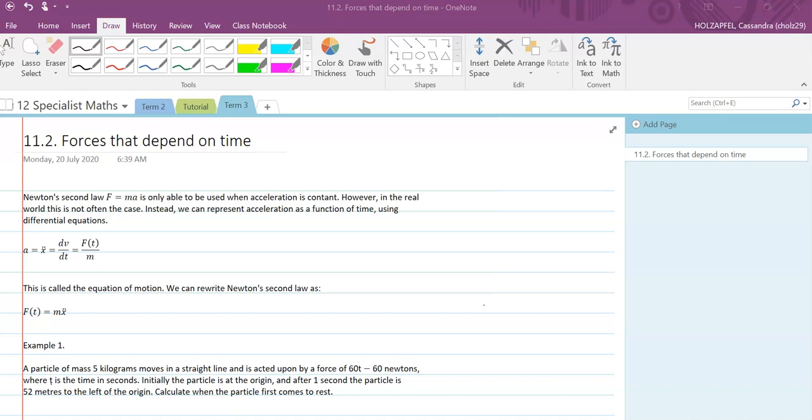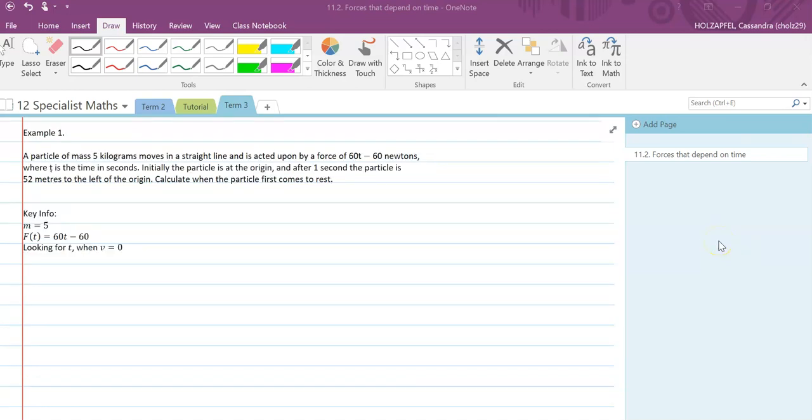So let's have a look at this example here. A particle of mass 5 kilograms moves in a straight line and is acted upon by a force of 60t newtons. So we can see here how force is a function now, where t is the time in seconds. Initially, the particle is at the origin, and after 1 second, the particle is 52 meters to the left of the origin. Calculate when the particle first comes to rest.